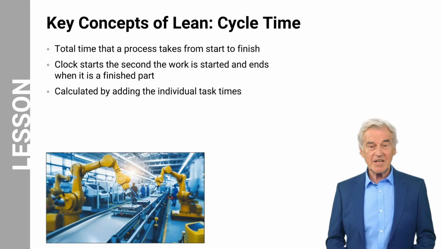Cycle time, which is often confused with takt time, is the total time that a process takes from start to finish. The clock starts the second the work is started and ends when it is a finished part. Cycle time is calculated by adding the individual task times.